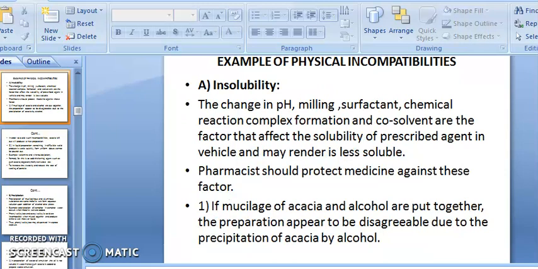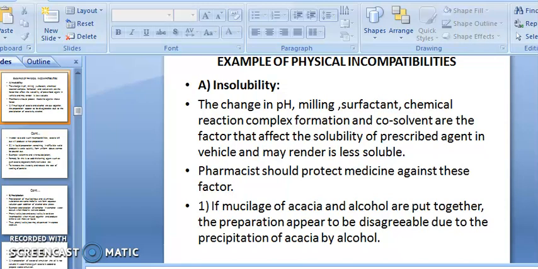Then an example of physical incompatibility is insolubility. Insolubility means there is no formation of a homogeneous liquid. Insolubility occurs because of changes in pH, milling, surfactant, chemical reaction, complex formation and co-solvent, which are the factors that affect the solubility of the prescribed agent in the vehicle and may render it less soluble. Altering the pH, milling, surfactant, chemical reaction, or complex formation leads to a decrease in solubility because of the formation of a complex with a metal ion, which reduces the solubility.